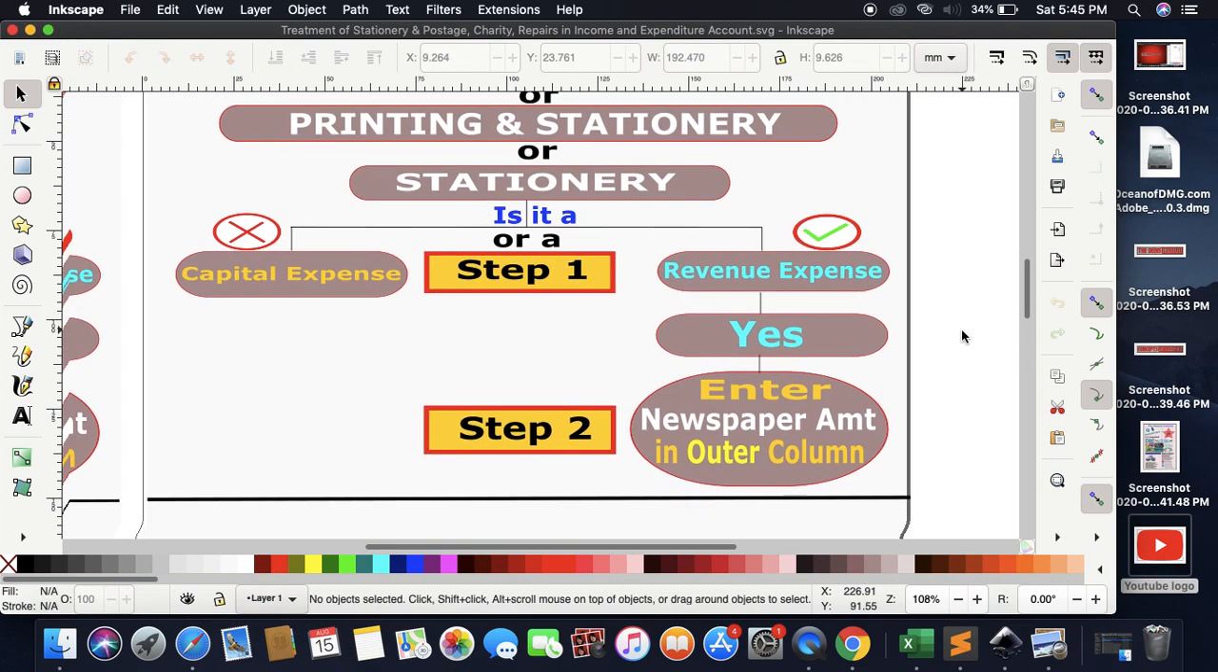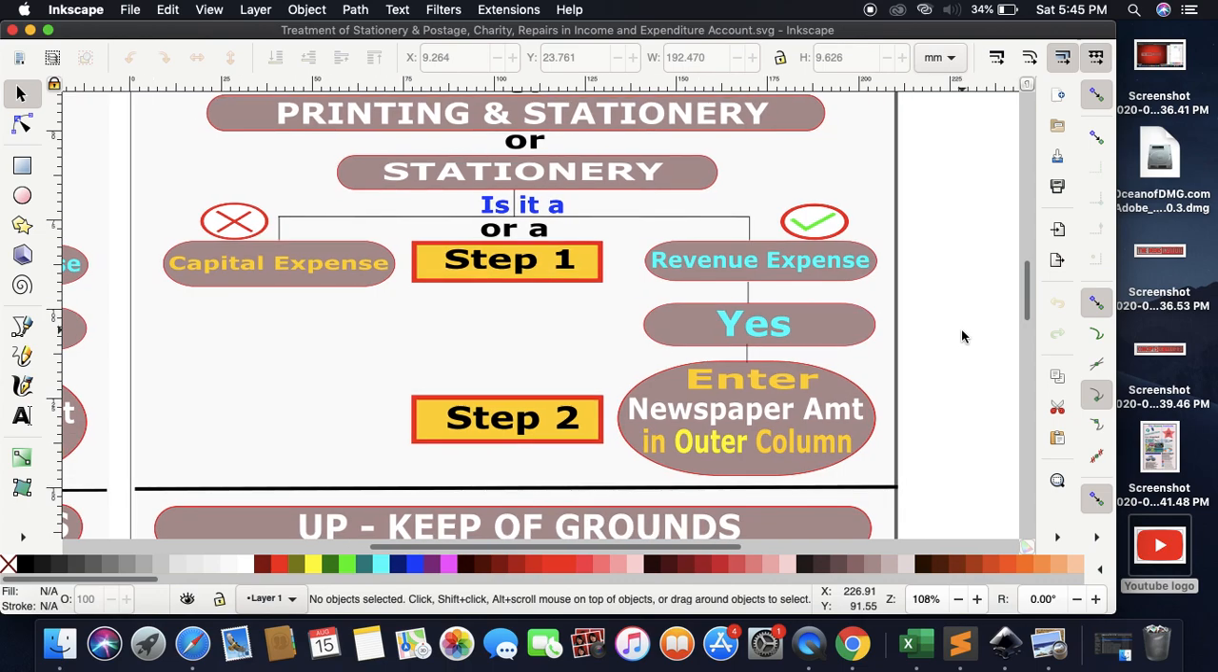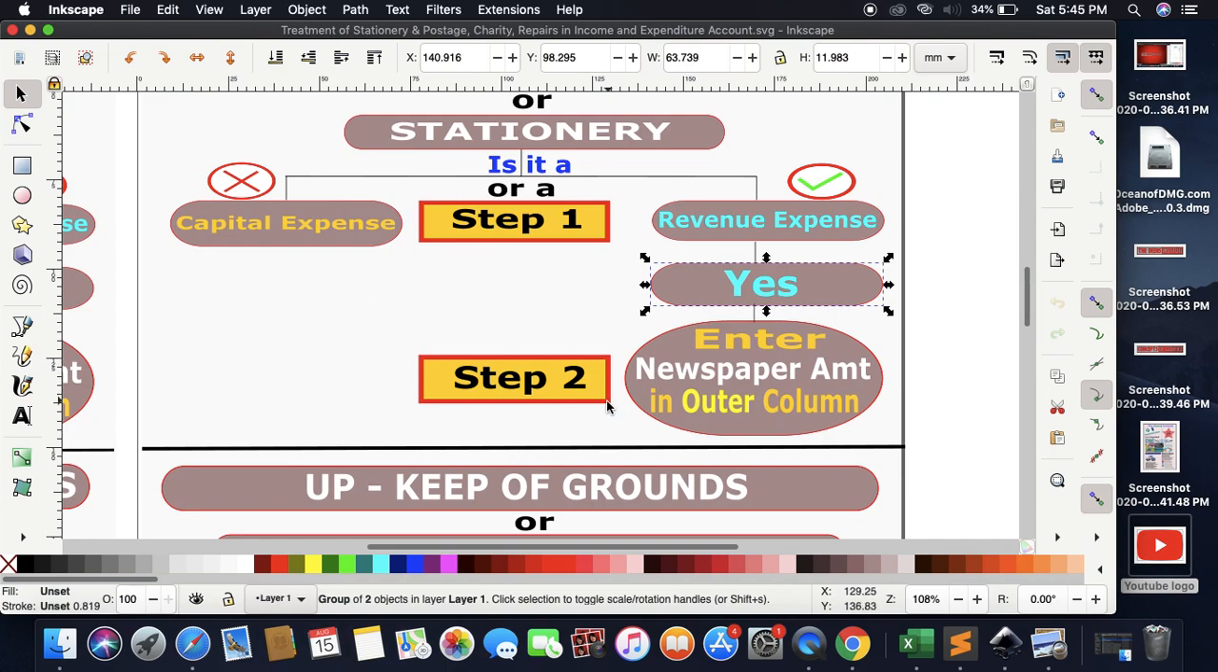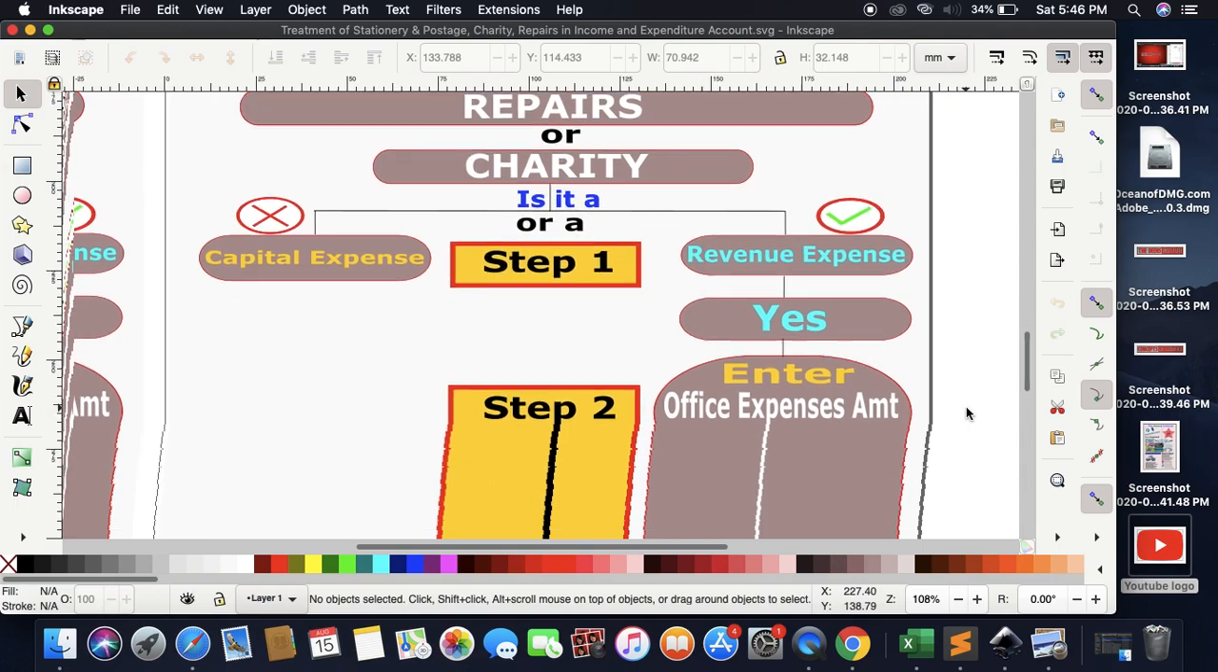So basically the question you are asking is, is it a capital or a revenue expense? It is a revenue expense. So your answer is yes. So the flow chart will follow this way. Then obviously in this case, this is a category where you would not have any entry in adjustments or in the balance sheet. So straight away you will go and write whatever particular expense it is in the outer column. The same thing has been done here as well.